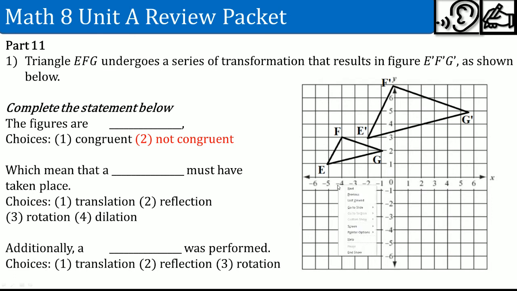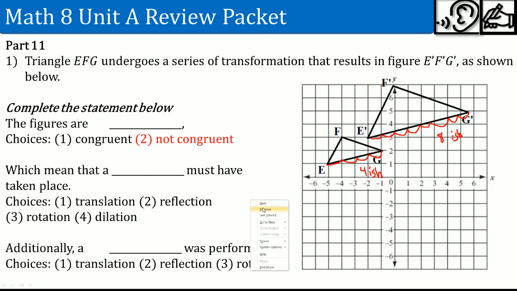Not the same size. If you do not believe me, look at it. Let's see the pointer. Count it. 1, 2, 3, 4-ish. This is like 4-ish. Okay, but look at this. 1, 2, 3, 4, 5, 6, 7, 8. That's 8-ish. Might be more. So not congruent. Okay, the only one that shows us that it is, which means that a blank must have taken place. Okay, the only transformation that gets an object not congruent is a dilation.